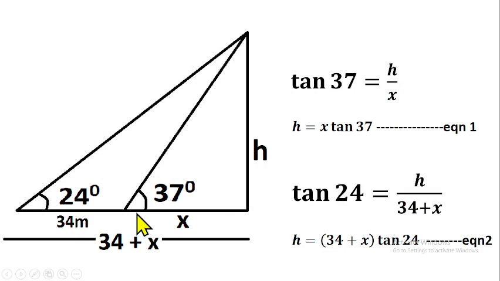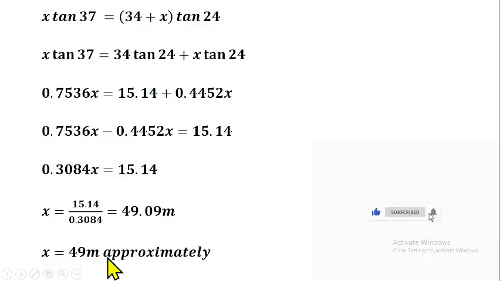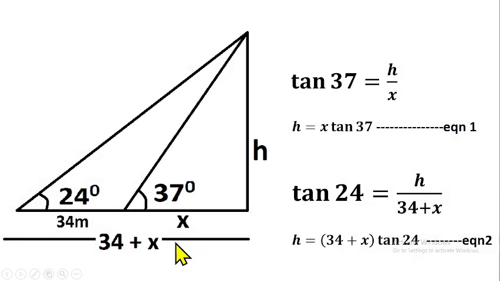So we know our x to be 49. That means we can know the full length of the base. That will be 34 plus 49. So that should give us the full length of the base. I hope you understand that now.